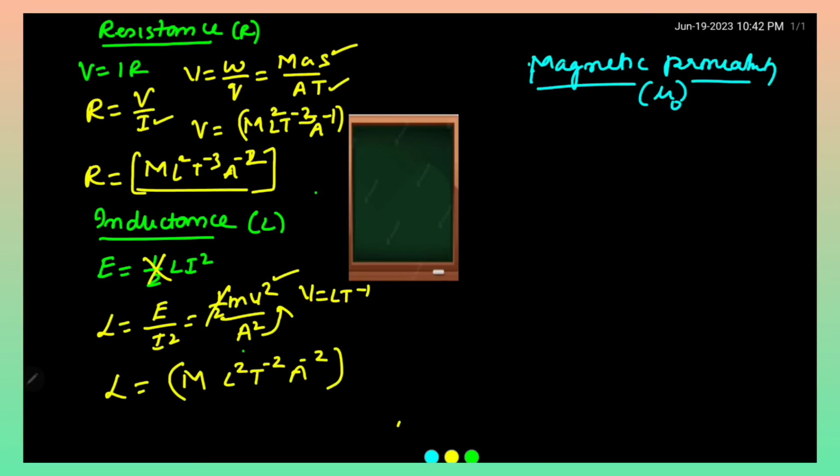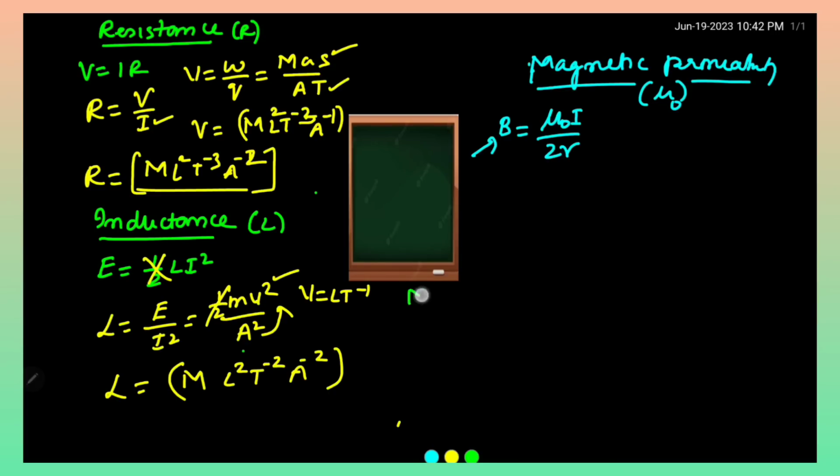For this we can take a simple basic formula for magnetic induction, that is B. B is taken as mu naught I by 2 into R. So how can you find out mu naught? My idea is, it is better you find out the dimensional formula for B first, then it will be easy to find out the dimensional formula for mu naught. So let me do that here.